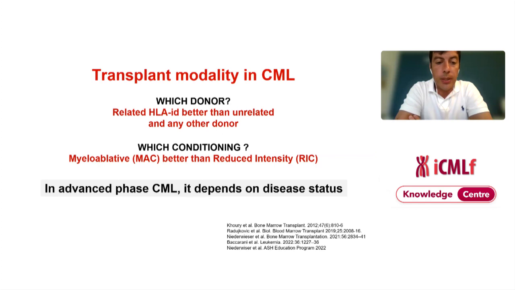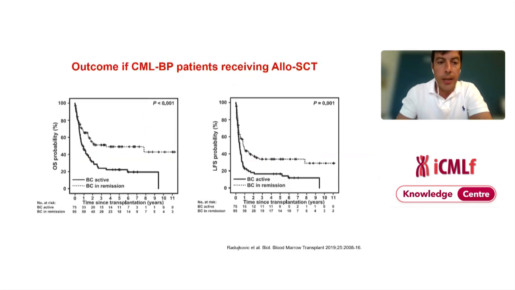However, it is very important to underline that in advanced phase, the outcome depends mainly on disease status. If we have a patient with blast phase in remission, it is possible to achieve a long-lasting remission of the disease. If we have a patient with active disease, it is very difficult to achieve leukemia-free survival, in general, a remission of our leukemia. So probably there is no indication to transplant a patient with CML in blast phase with active disease.